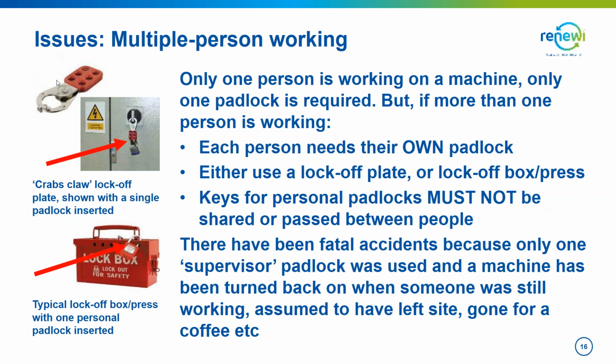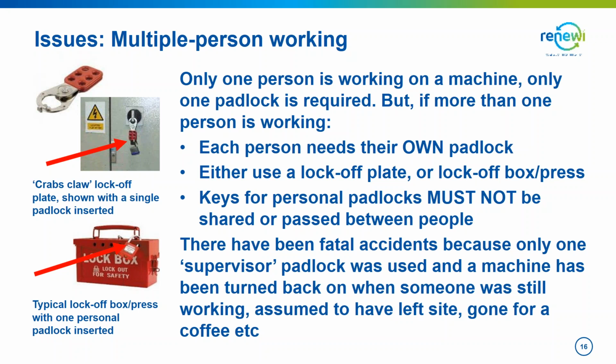Everybody working needs to have their own padlock. There have been some truly horrific accidents where only a supervisor's padlock, for example, has been applied. Typically, this is where maybe you have 5 people working on a machine. Everybody goes back to the control room after they've done whatever they're doing on the machine, and one person is missing. And someone might say, oh, they've gone for a coffee, or they didn't feel well and went home. So the supervisor's padlock has been removed and the machine restarted.